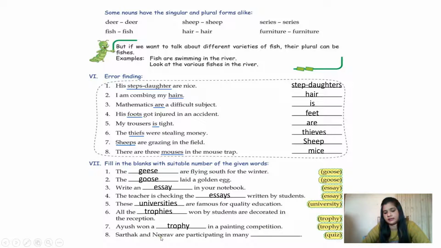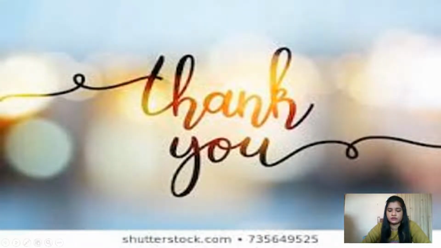Number 8. Sarthak and Neera were participating in many. It is showing plural form. So quizzes. Here you have to check the spelling, children. Z-E-S. Okay.